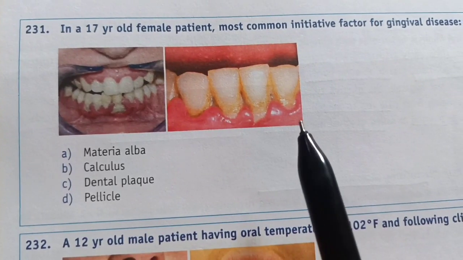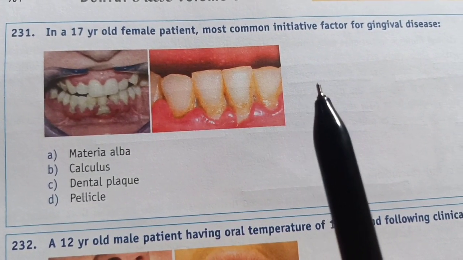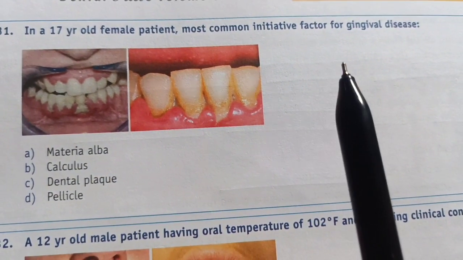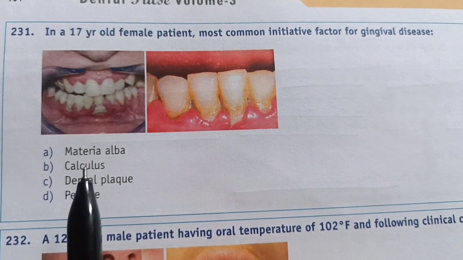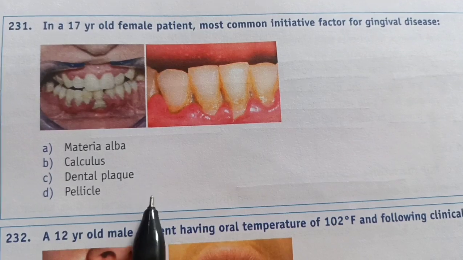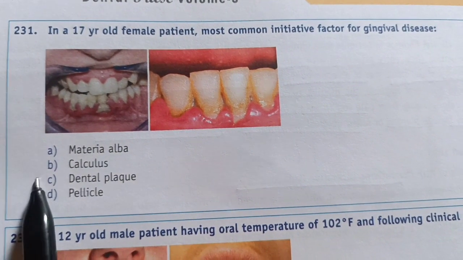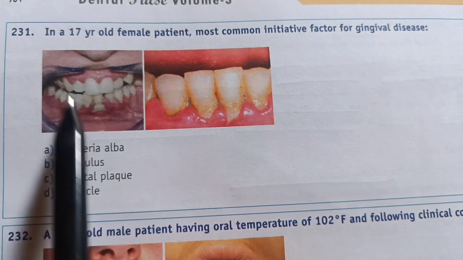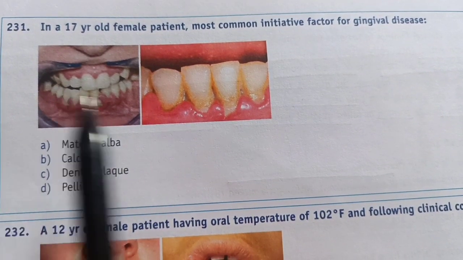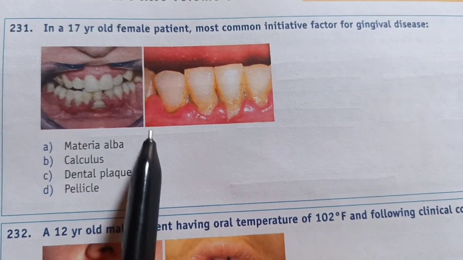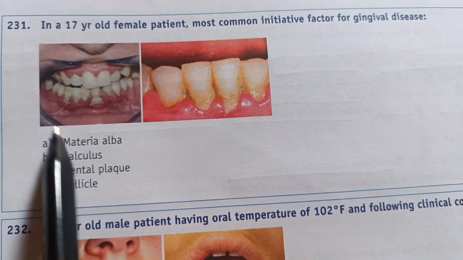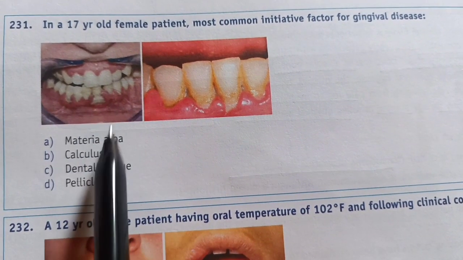Now coming back, the question is, in a 17-year-old female patient, the most common initiating factor for gingival diseases is: materia alba, calculus, dental plaque, or pellicle. So the right answer is, of course, dental calculus, because we can see calculus. Sorry, dental plaque is the main causative agent of this condition. So we go with option C as the right answer.